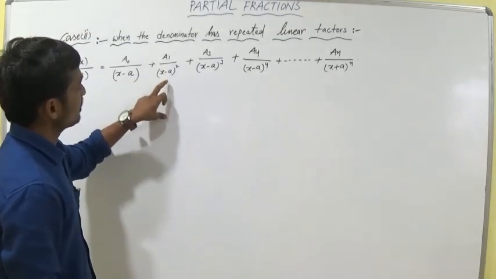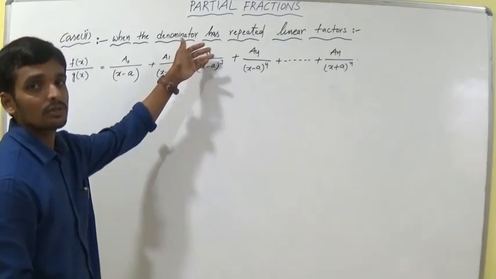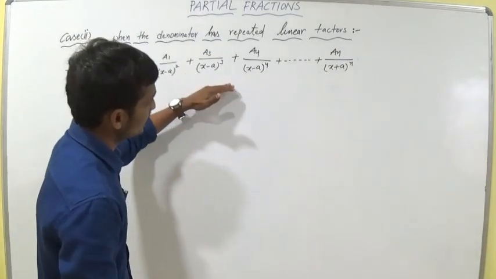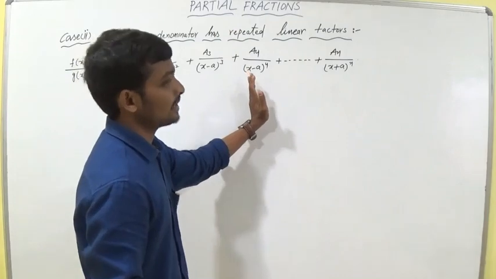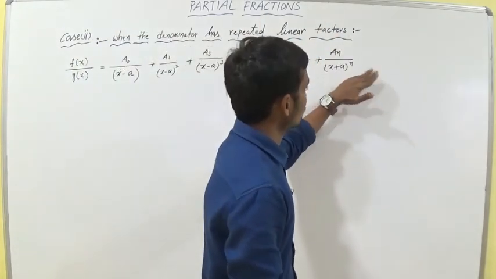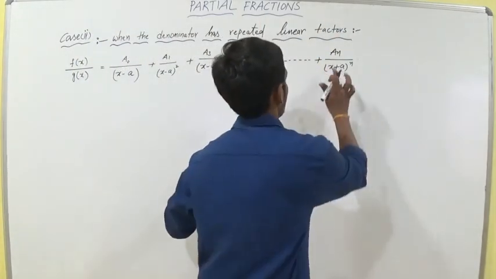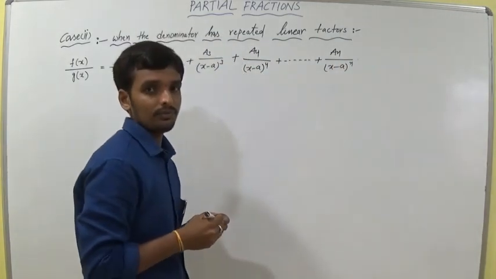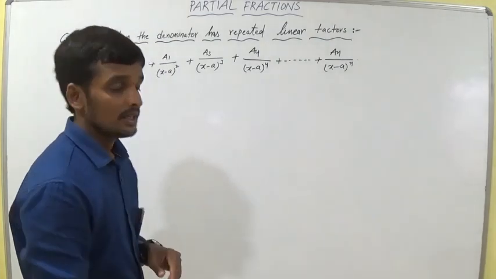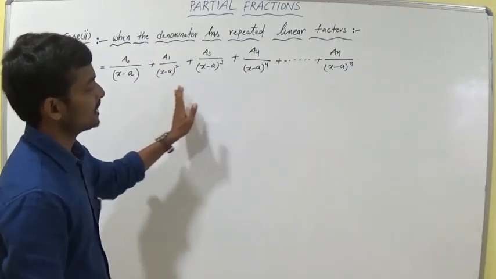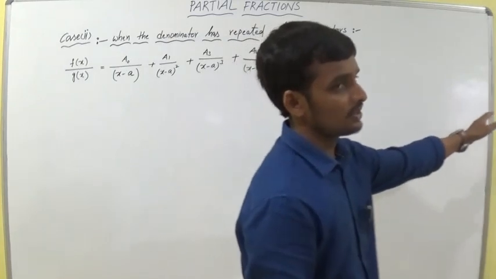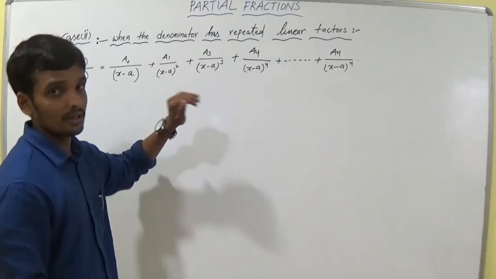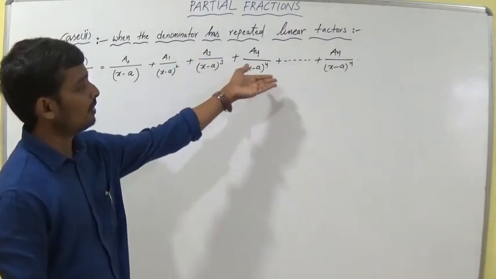Plus a1 by x minus a whole square. For example, if it has 3 terms, we add x minus a whole cube. With 4 terms, x minus a whole power 4. With n terms, x minus a whole power n, sorry, I wrote it wrong before. You may ask, sir, we are writing x minus a into x minus a into x minus a, but why are you writing the second term x minus a whole square, the third term x minus a whole cube? How is it done, sir?